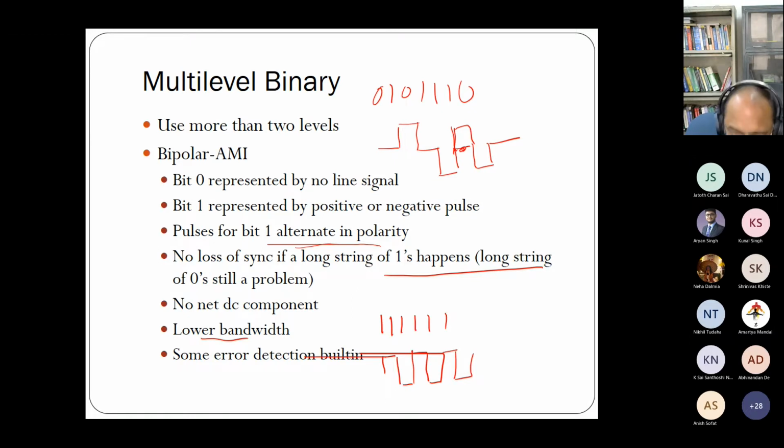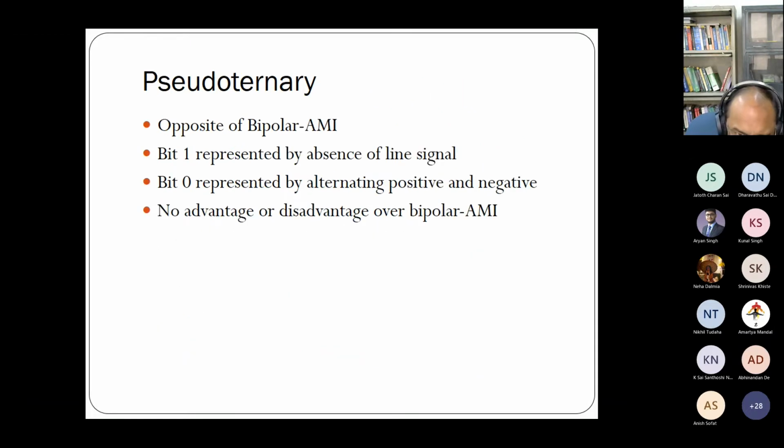So zeros mean no voltage here also. Pseudoternary I will skip. It's the same as bipolar, just opposite. So bit one is absence of voltage, and bit zero is alternating positive and negative.